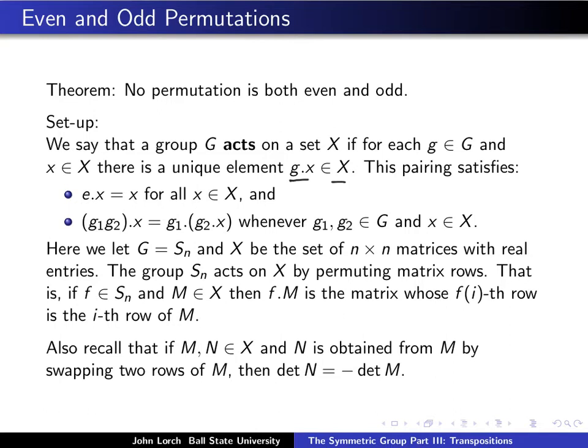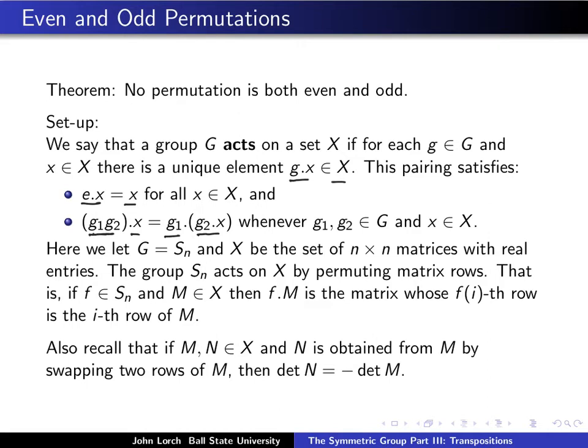The first is, if you take the identity element and you apply it to some member of the set, you should just get that member of the set back again. And if you take 2 group members, multiply them together, and apply that product to an element in the set, you should get the same result as if you did this incrementally. That is, if you first applied g2 to your element of the set, took stock of what that was, and then applied g1.